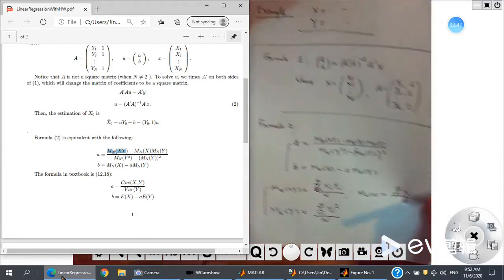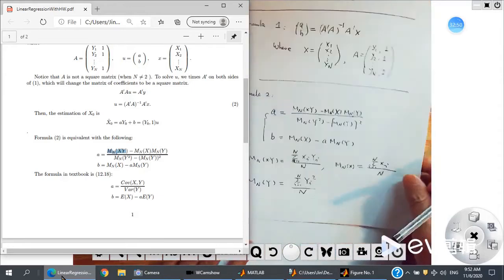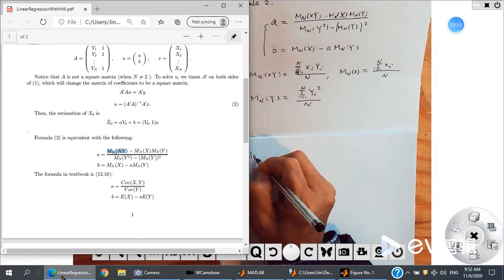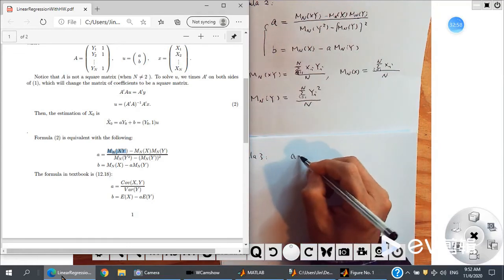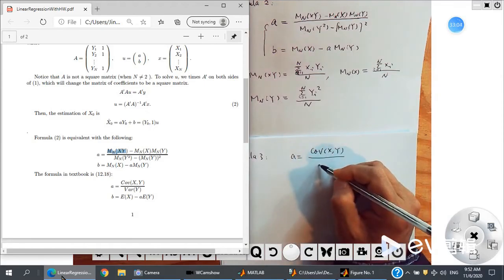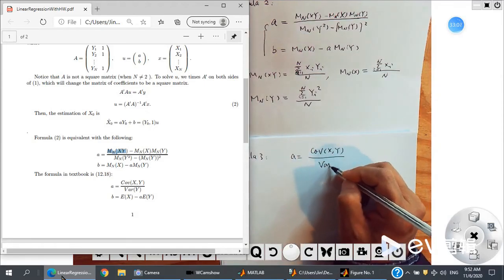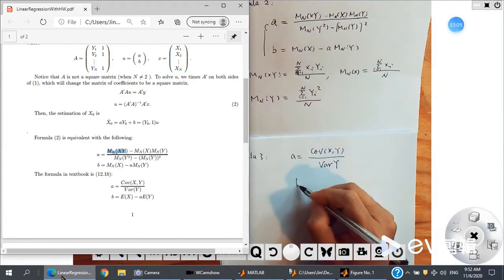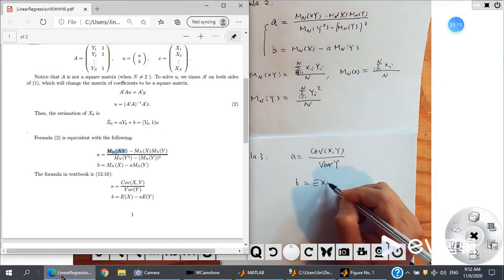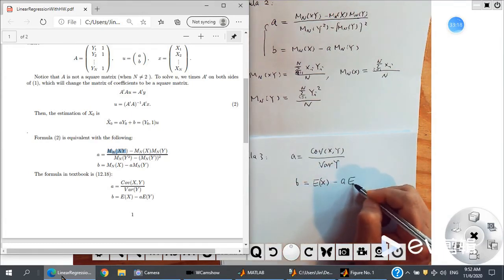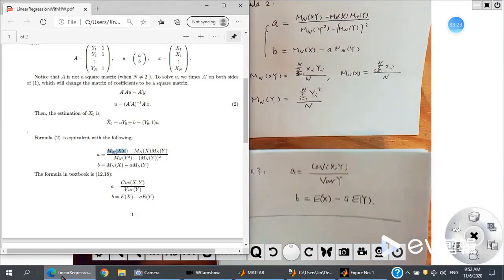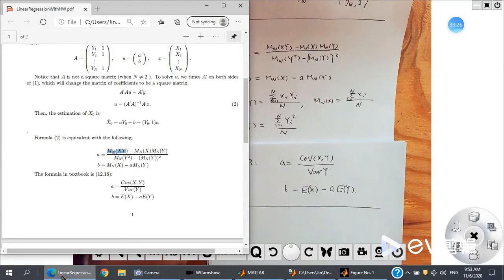Okay. And you see, what are these? Here is just another one. Formula 3: A is equal to the covariance of x and y over the variance of y. And B will be E of x minus A times E of y. Now we have this one. We can compare formula 2 and 3. Actually, they are the same thing, right?